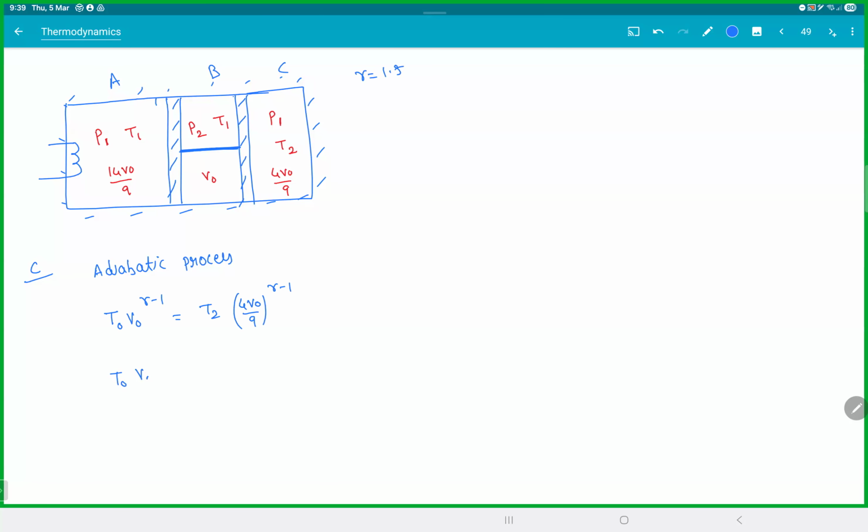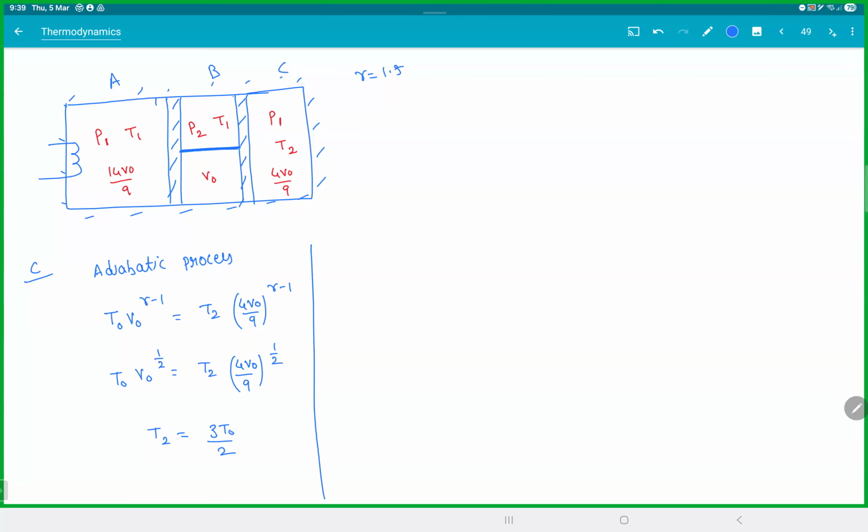This will be T naught, V naught power half, T2, 4V naught by 9 whole power half. So we end up with T2 is equal to 3T naught by 2. Clear this?